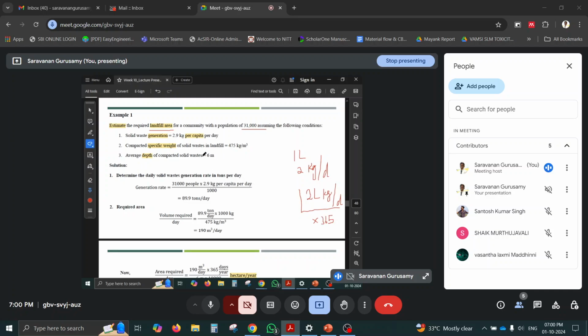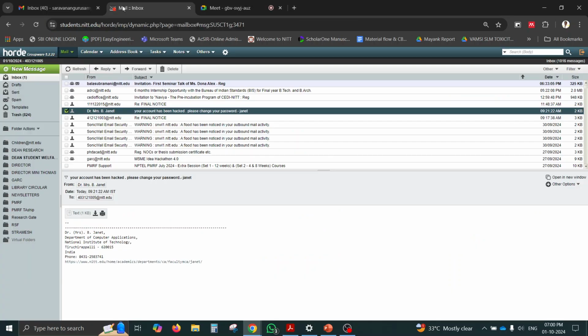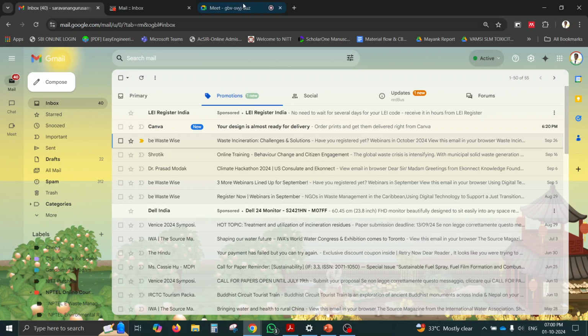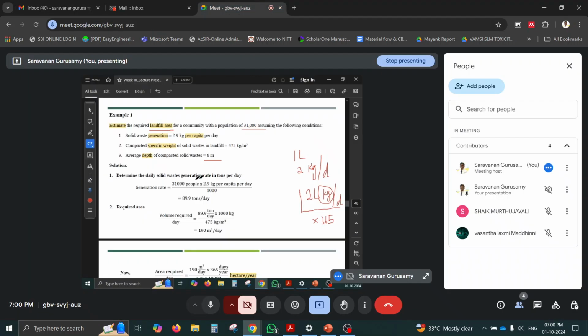So I have an allowable height of 6 meter. Everything is in kg. Now I want to convert this kg into meter cube. So I want the compacted density, because in a landfill it won't be a direct application. It will be fully compacted. So the waste compaction rate we have to check, the compacted density. That will be converted into meter cube. Then you can divide with the maximum allowable depth.